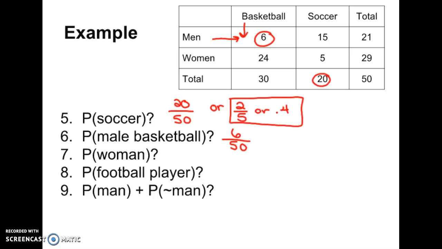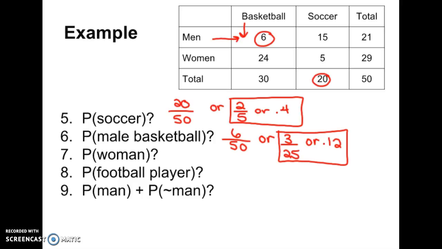If you reduce that down, I'll divide the top by 2 and get 3, and the bottom by 2 and get 25. So you would get 3/25. And if they want that as a decimal, if I divide 3 by 25 on my calculator, I end up getting 0.12, which is 12/100.